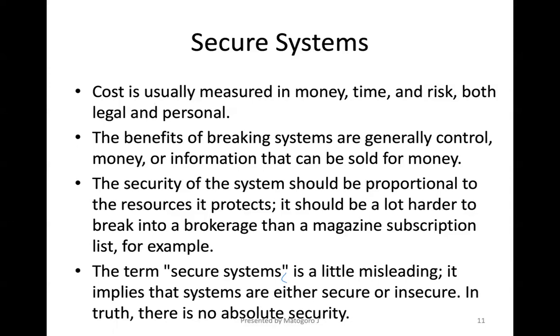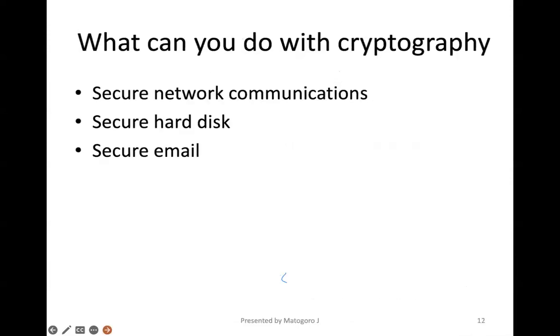The term security systems is a little bit misleading. It implies that systems are either secure or insecure. In truth, there is no absolutely secure system. Though we are trying to do our best to achieve a secure system, it's always difficult to have a 100% secure system, because humans and vulnerabilities exist in the systems, applications, people using the systems, and various actors within the system environment.